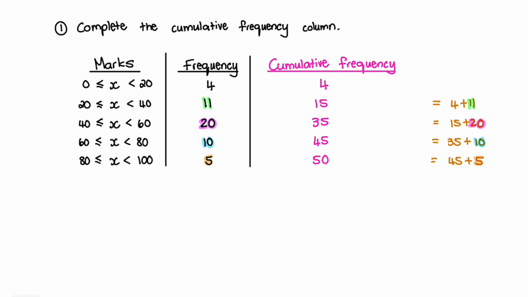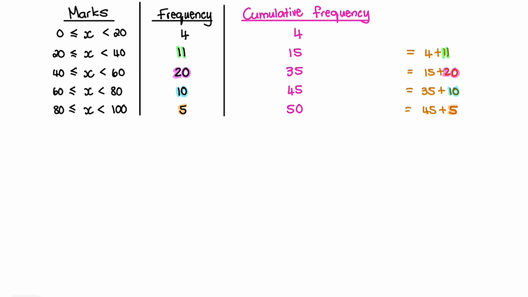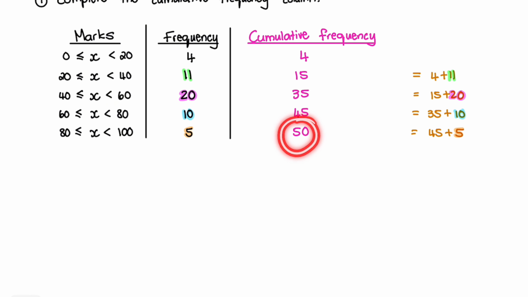So an easy way to check whether or not your cumulative frequency table is correct is to match the total at the end with the total in the question. So we have observed 50 learners, and the total at the end here is also 50.